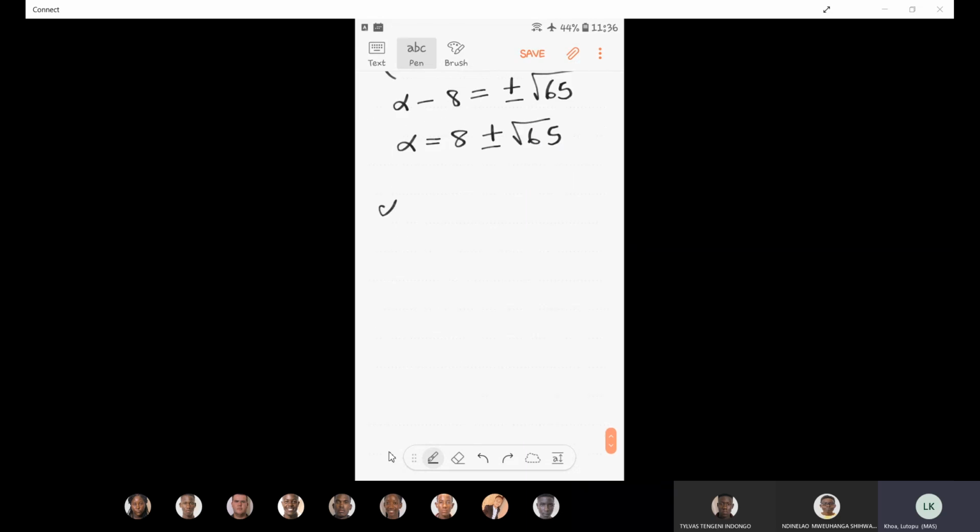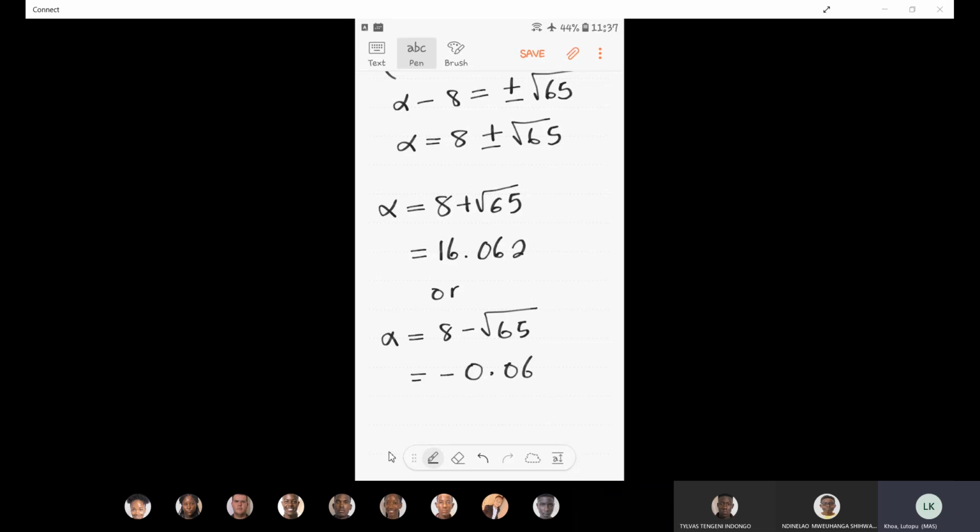So the first one, alpha is equal to 8 plus the square root of 65. The question said to leave our answer to 3 decimal places. This is 16.062. Or the second one, alpha is equal to 8 minus the square root of 65. This is -0.062, also to 3 decimal places. And that is it. So everything we have done previously, completing the square and all of those, make sure you know how to do them.